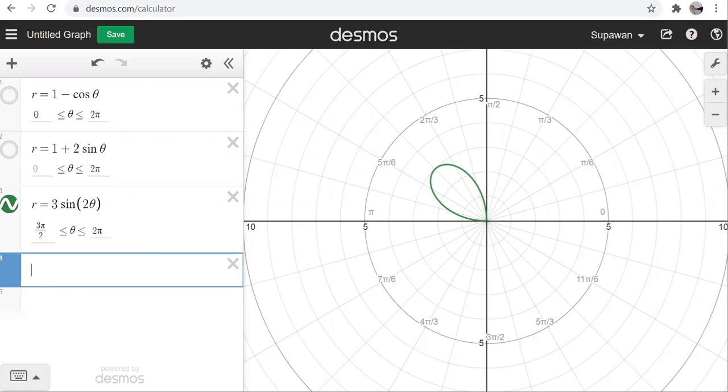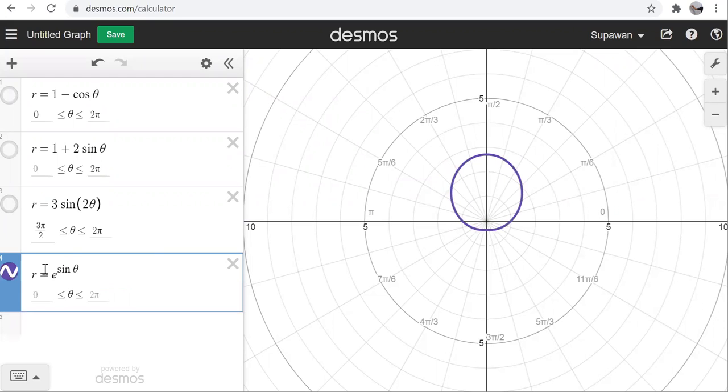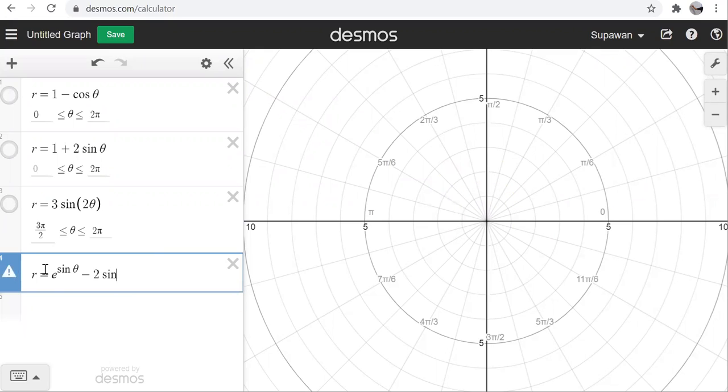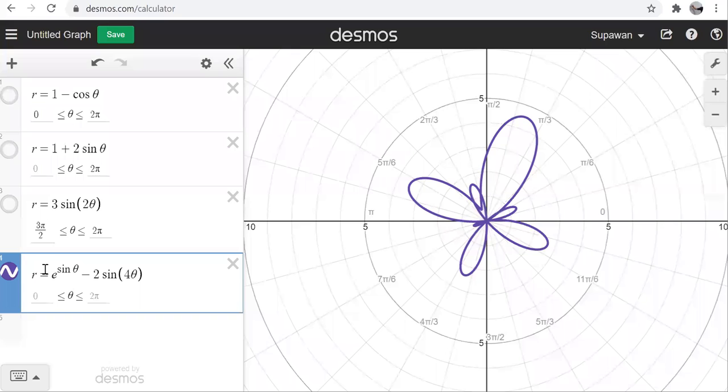Another example, part D, the equation is r equals e to the power sine of theta minus 2 times sine of 4 theta. It looks like a butterfly. It's very complicated to do by hand. Then Desmos.com is one of the convenient tools to help you sketch the graph that you are looking for. So from 0 to 2 pi, we get the full figure like this. If you look at just a half, like from 0 until pi, and as you notice, this graph does not have symmetry with respect to x, with respect to y, or with respect to the origin.